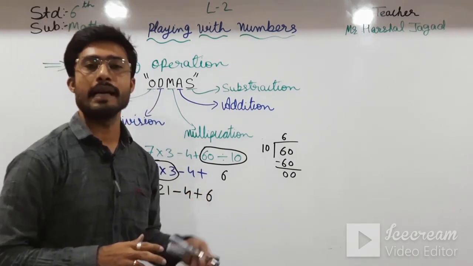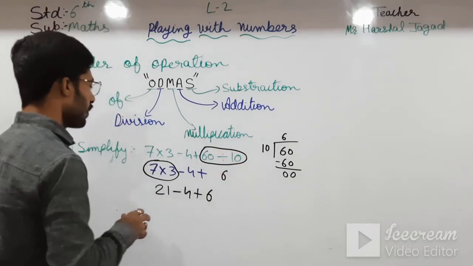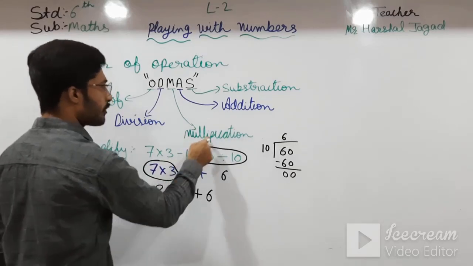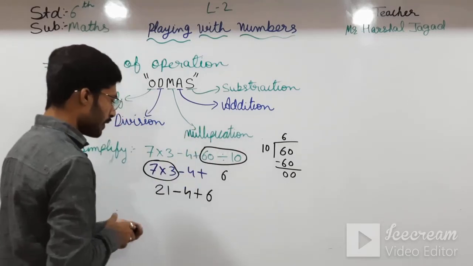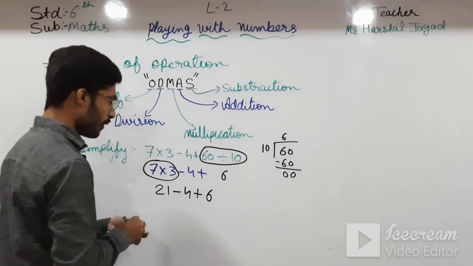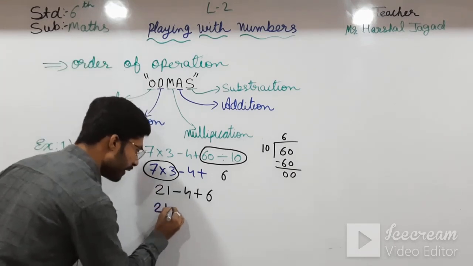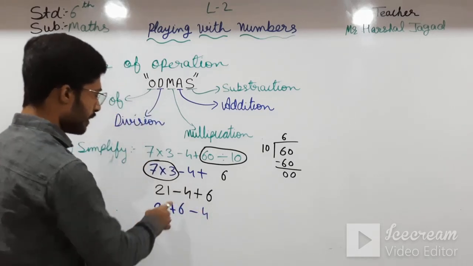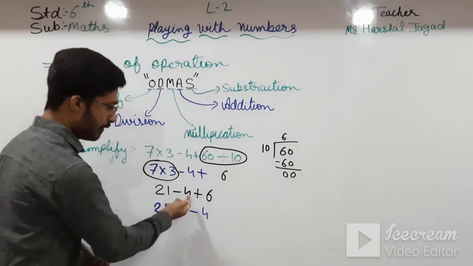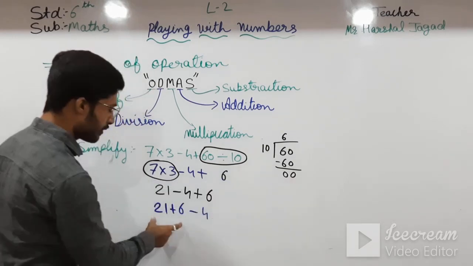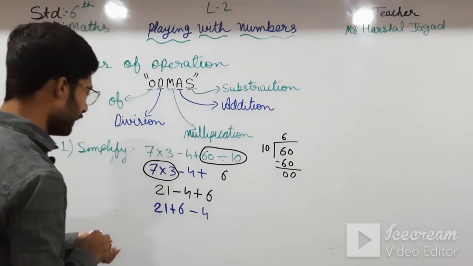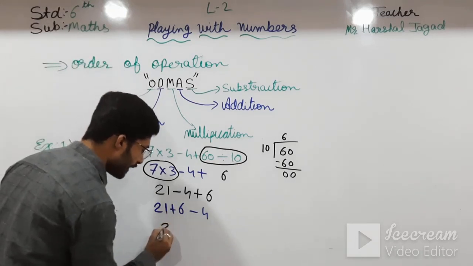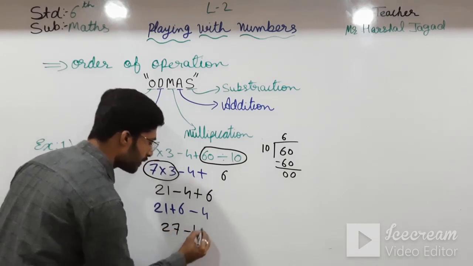We have to do the addition. Okay students, after multiplication we have to do the addition. Okay, then what is the addition over here? That is 21 plus 6 minus 4. Okay students, 6 comes here and minus 4 goes backside. So 21 plus 6, what will be the answer? 21 plus 6, that is 27 minus 4.